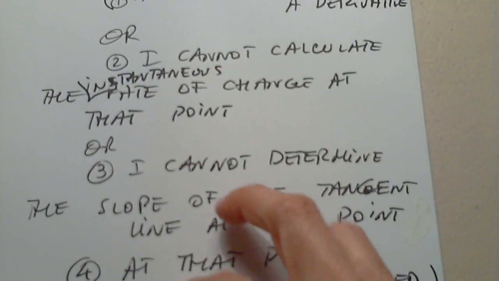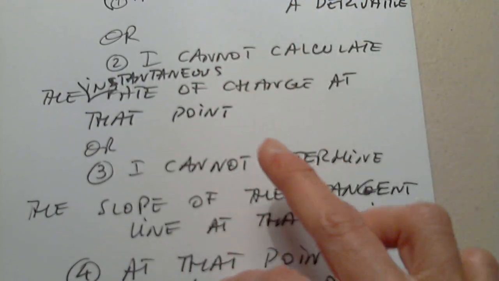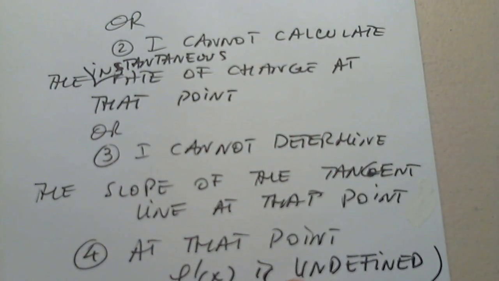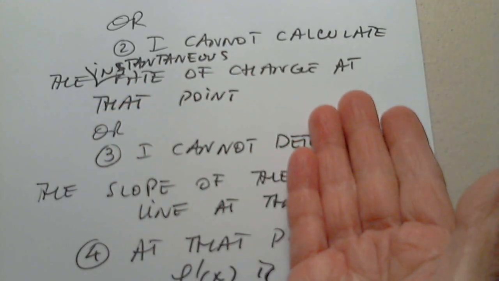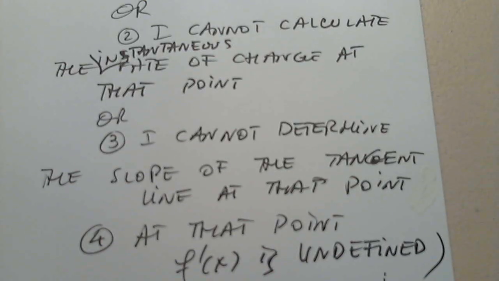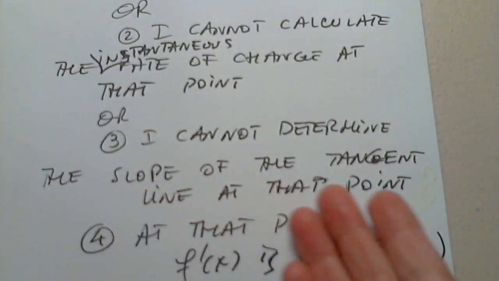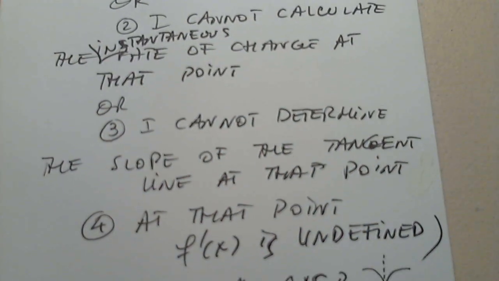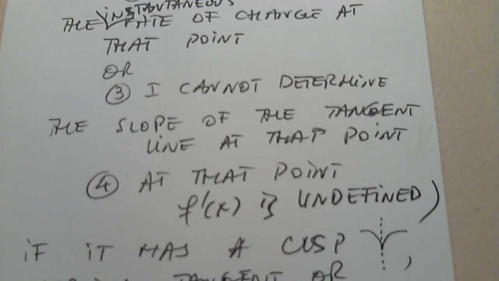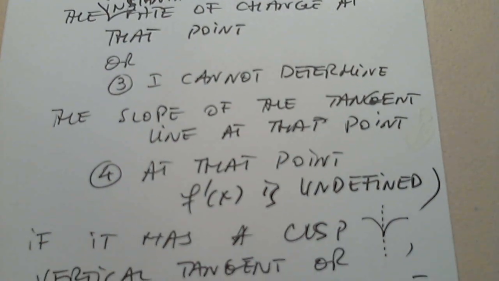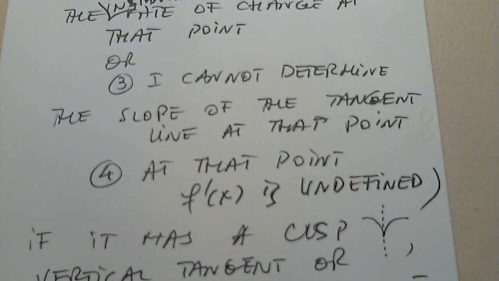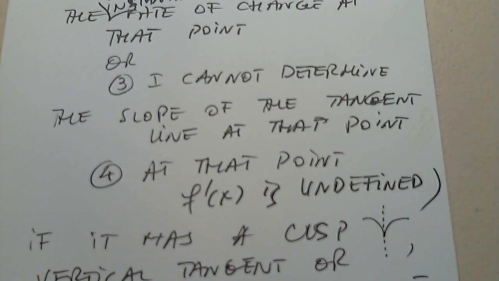So number 1 and number 4 are really the same. I cannot find the derivative because it's undefined. I cannot calculate the instantaneous rate of change of the function at that point. Or I cannot determine the slope of the tangent line at that point. They all mean the same thing. And where does that happen? When a function has a cusp like between two teeth, when it has a corner, when it has a vertical tangent, or it's not continuous.